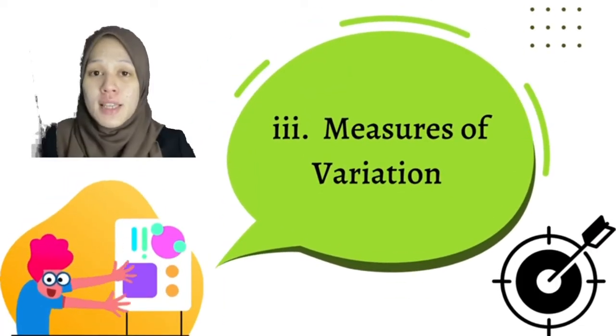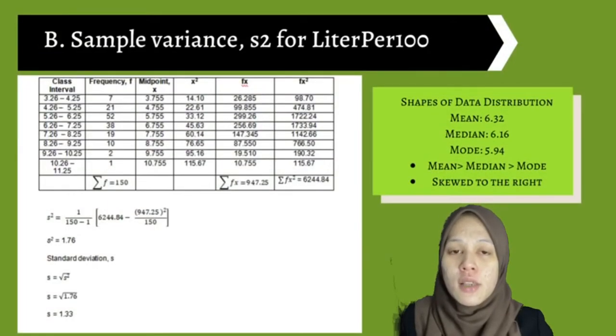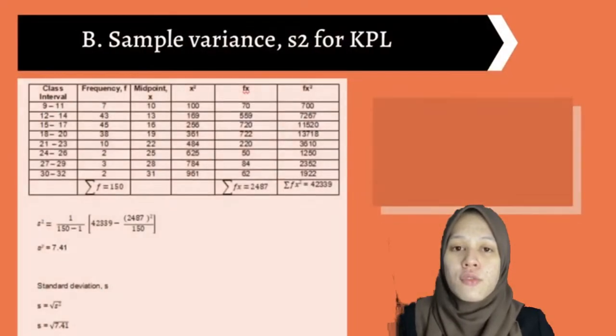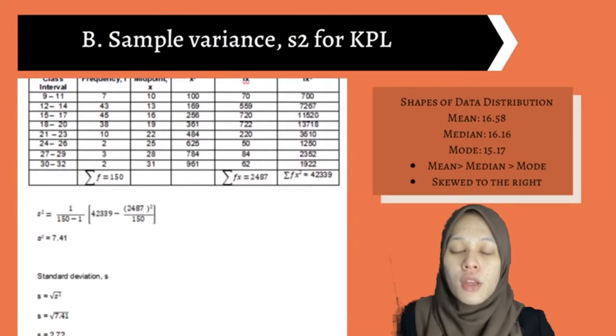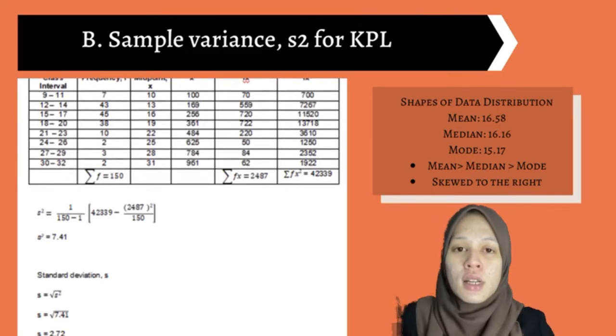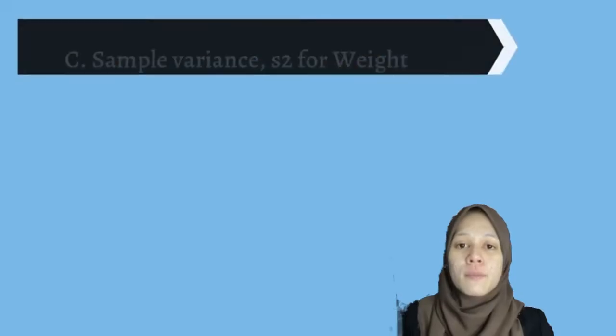Okay, the last part is measure of variation. The sample variance for liter per 100 is 1.76 and the standard deviation is 1.33. The shape of data distribution is mean more than median, median more than mode, and this shows it is skewed to the right. The sample variance for KPL is 7.41 and the standard deviation is 2.72, and the shape of data distribution is the same as liter per 100, which is skewed to the right.